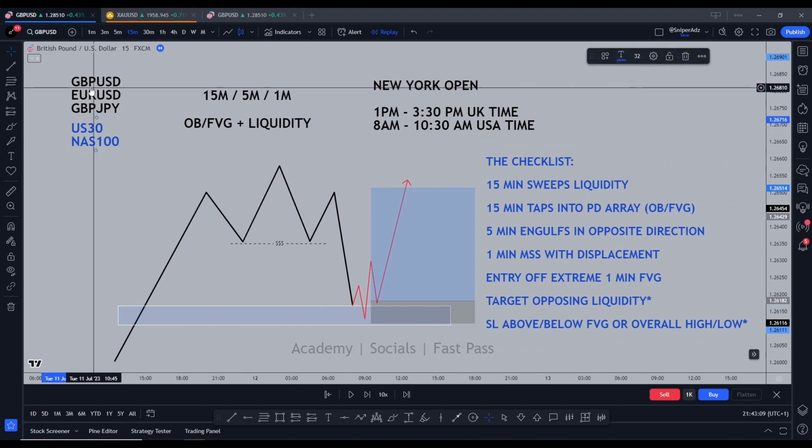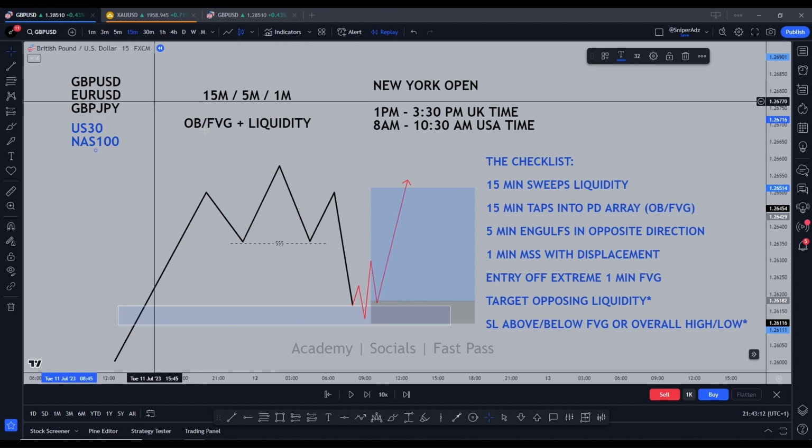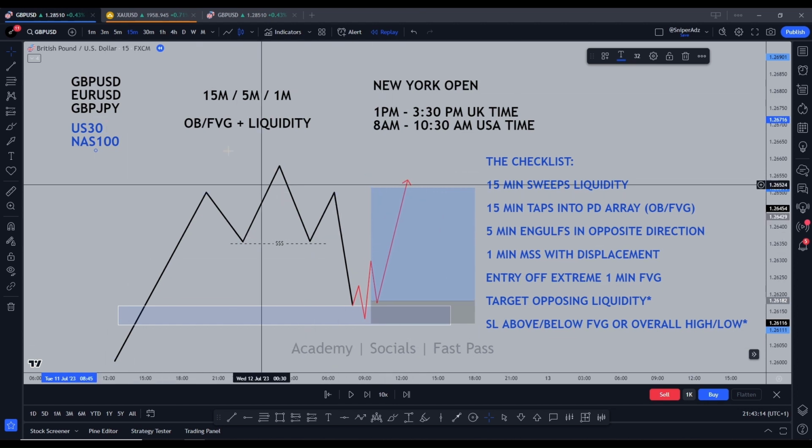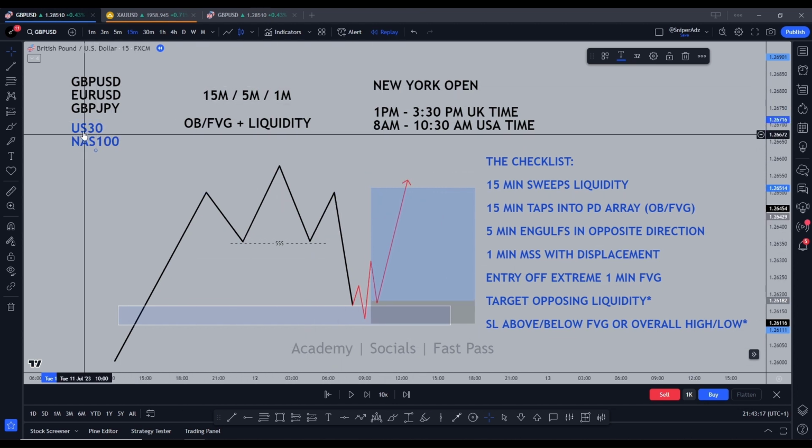So you can see the pairs that we've got here, and predominantly I like to use GBP USD for these types of setups and strategies. You can use these pairs right here, or you can actually use US 30 and NAS 100. I've actually seen this back tested.